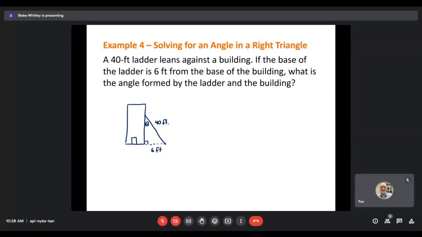All right, so now we look at the sides that are given and the angle that we're looking for, and we determine which trig function we're going to have to use. So since I'm looking for that theta up at the top, 6 feet is actually going to be the opposite side from that angle. 40 feet is going to be the hypotenuse. And so since we're dealing with opposite and hypotenuse, again, we're going to use sine this time. So sine of my angle theta is going to be equal to opposite over hypotenuse, or 6 over 40.